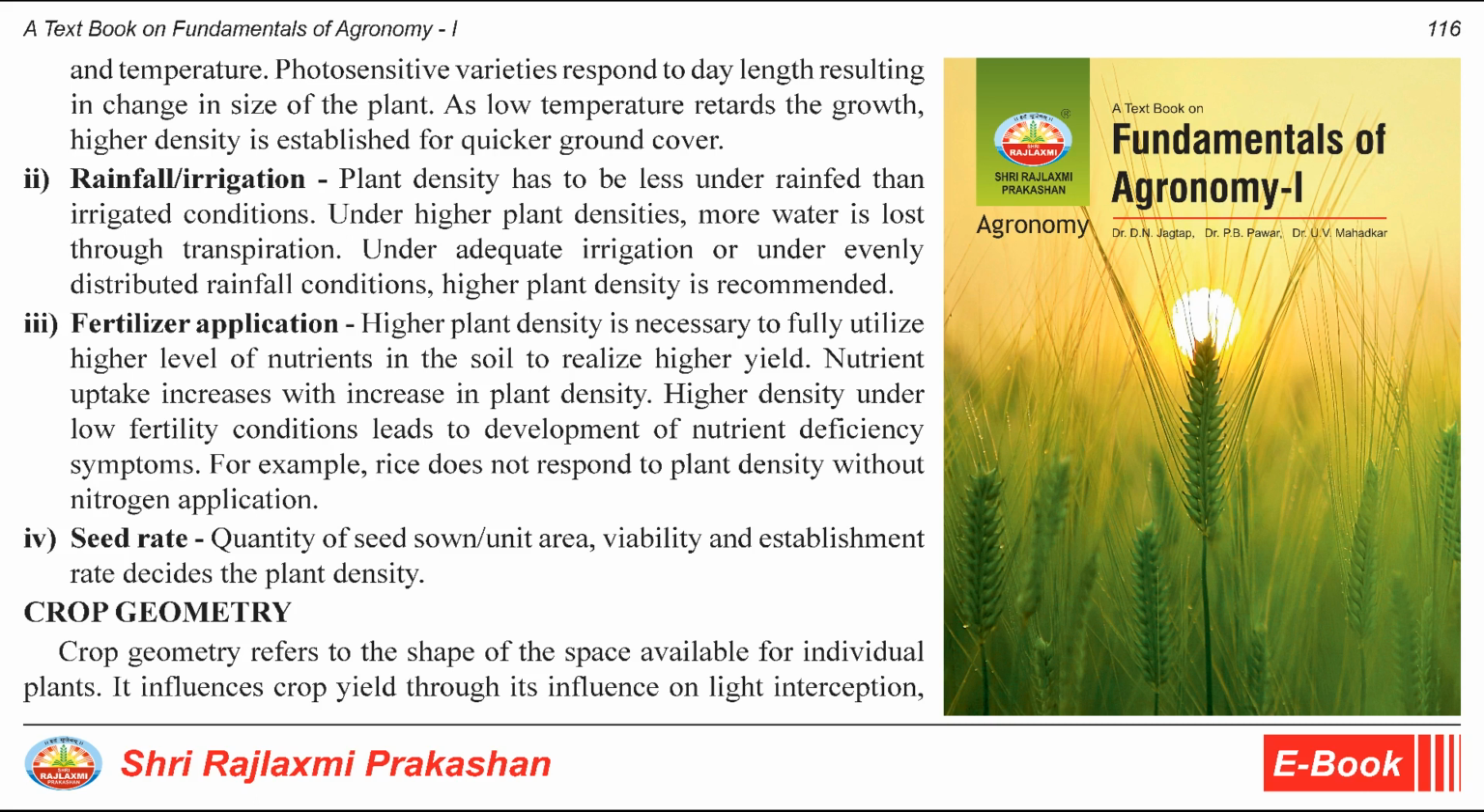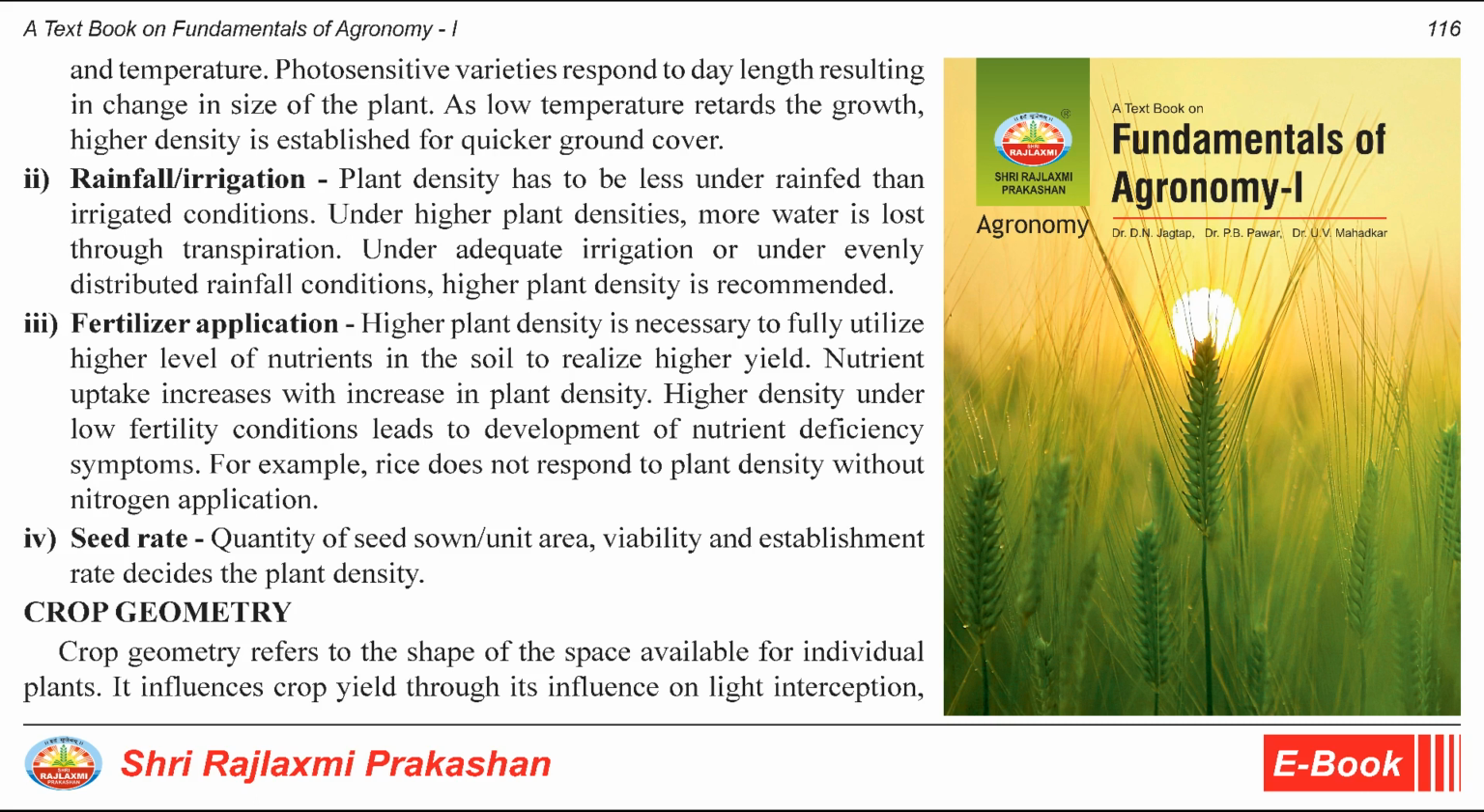Number 3. Fertilizer application. Higher plant density is necessary to fully utilize higher level of nutrients in the soil to realize higher yield. Nutrient uptake increases with increase in plant density. Higher density under low fertility conditions leads to development of nutrient deficiency symptoms. For example, rice does not respond to plant density without nitrogen application. Number 4. Seed rate. Quantity of seed sown per unit area, viability, and establishment rate decides the plant density.